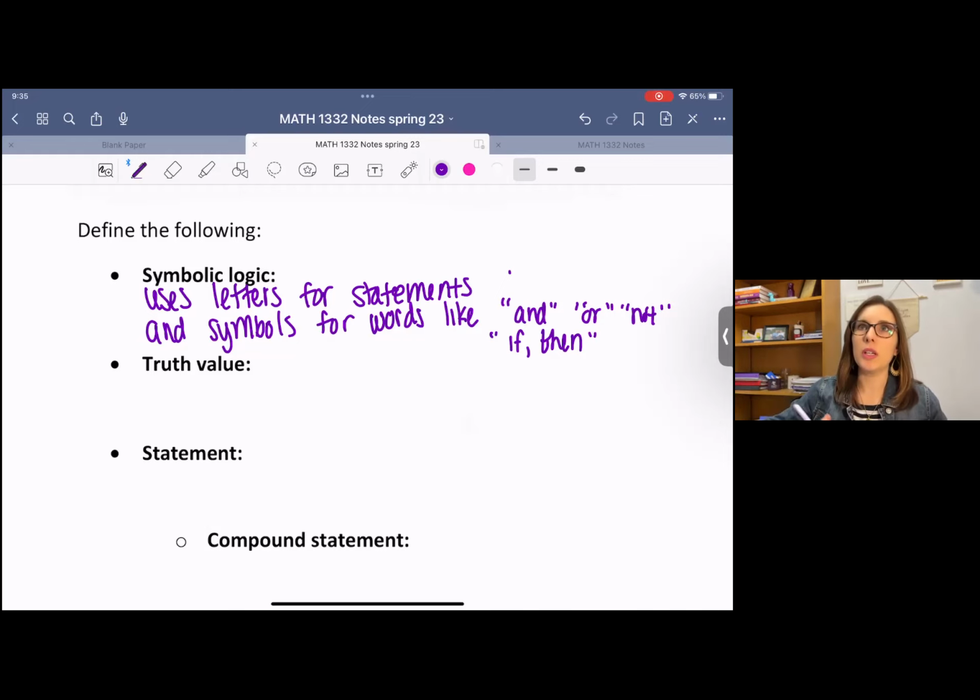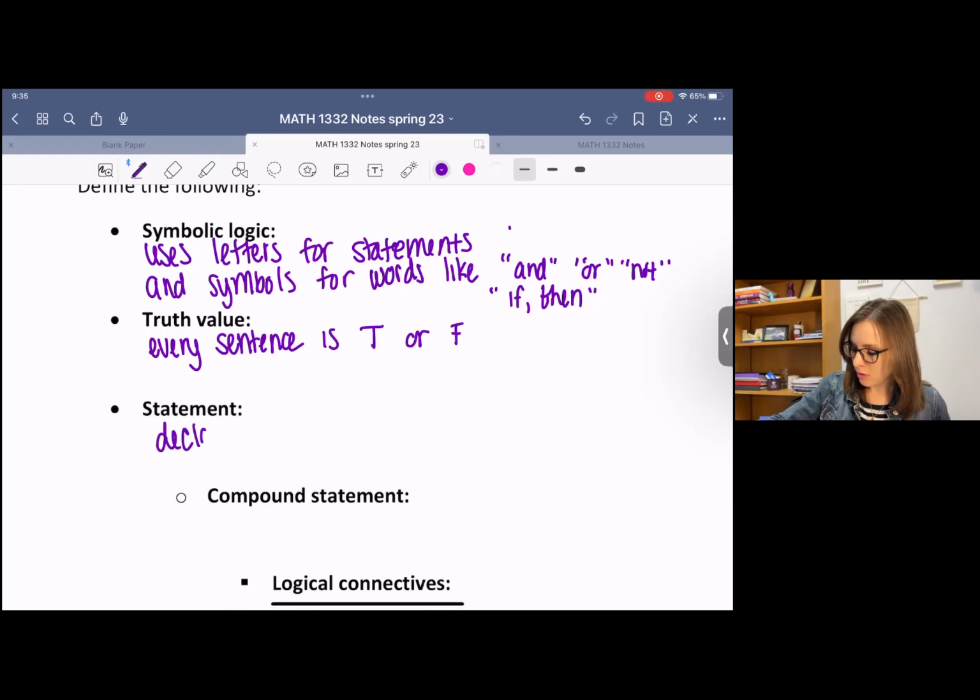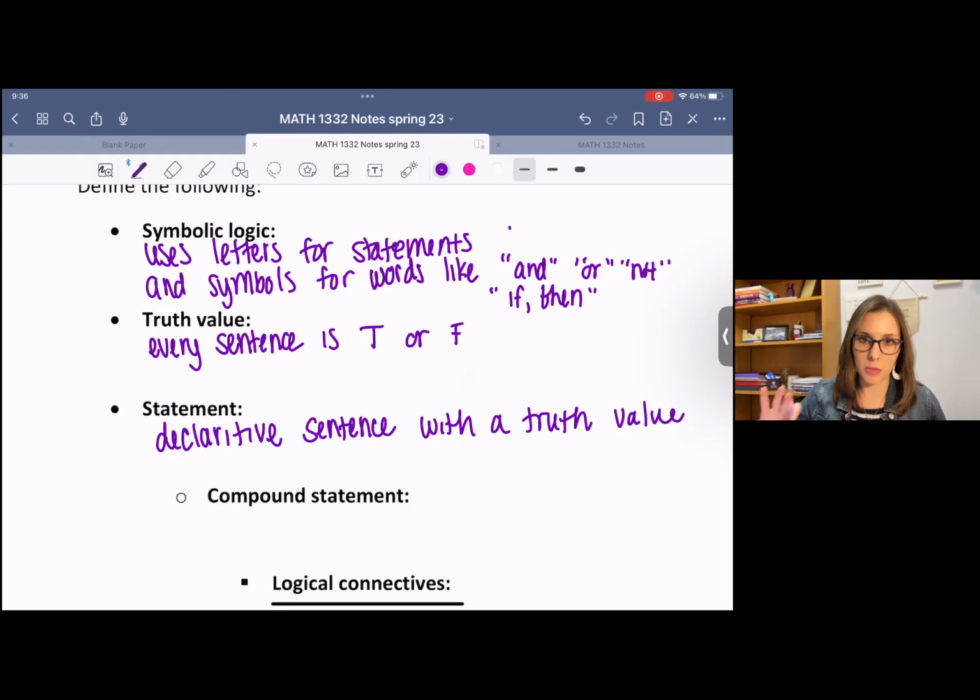A truth value is basically this: every statement, or sentence I should say, can be proven true or false. And then a statement is a declarative sentence with a truth value, because every sentence has a truth value. So that's kind of redundant, but just go with it.